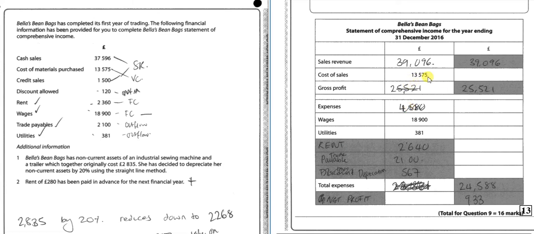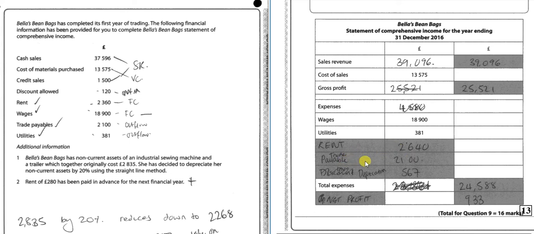Well, we can see 13,575, that's our cost of sales, and there it is, cost of materials purchased. Okay, meanwhile we can see our gross profit when we deduct this cost of sales from our revenue. That gives us that total. Then we've got our expenses. We've got wages, fine, which is highlighted here. We've got utilities, 381, fine. We've also got rent highlighted, that's correct.